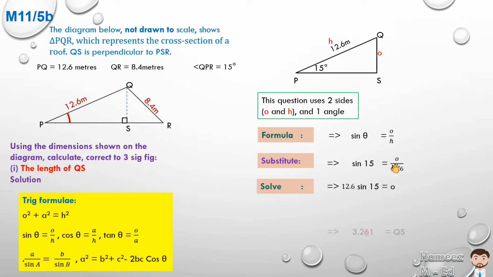Let's use our calculators. This will give us 3.261 is equal to O, which is QS. But we want our answer to three significant figures. So after the third significant figure, which is 6, we look at the next number, which is a 1. And that is a small number, causing 6 to remain as is. So our final answer is 3.26 meters.